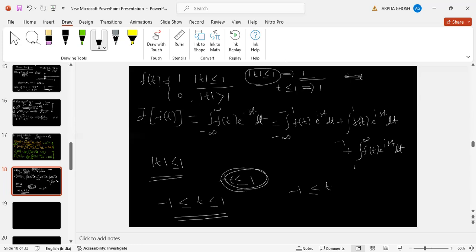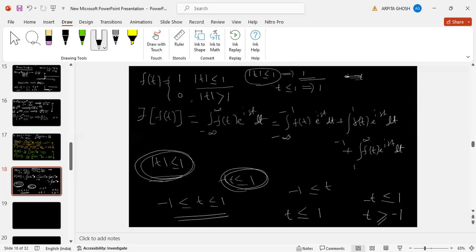For mod t less equal to 1, the functional value is 1. So if we consider mod t less equal to 1, that means t less equal to 1. And if we consider the minus sign, that means minus t less equal to 1. So t greater equal to -1.